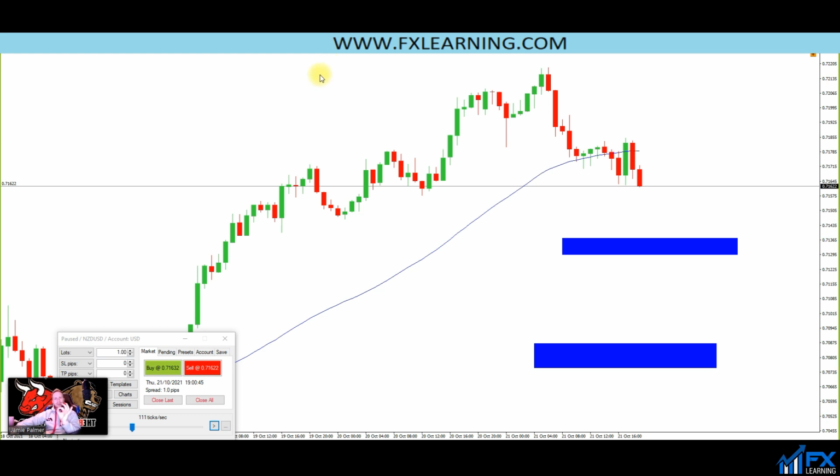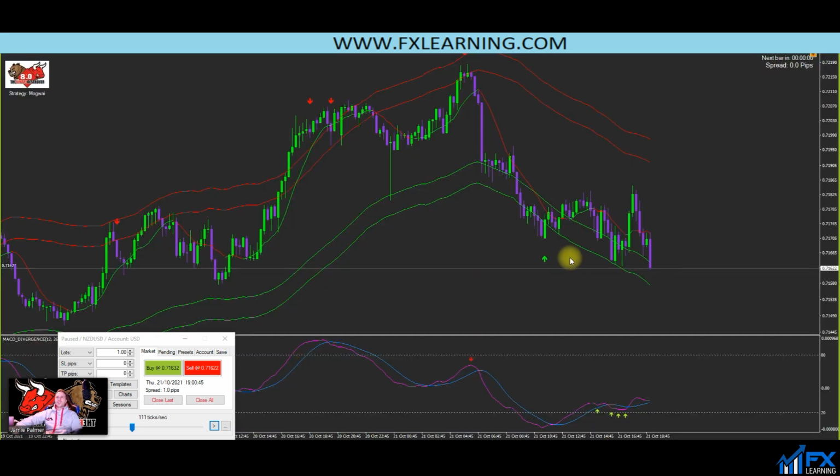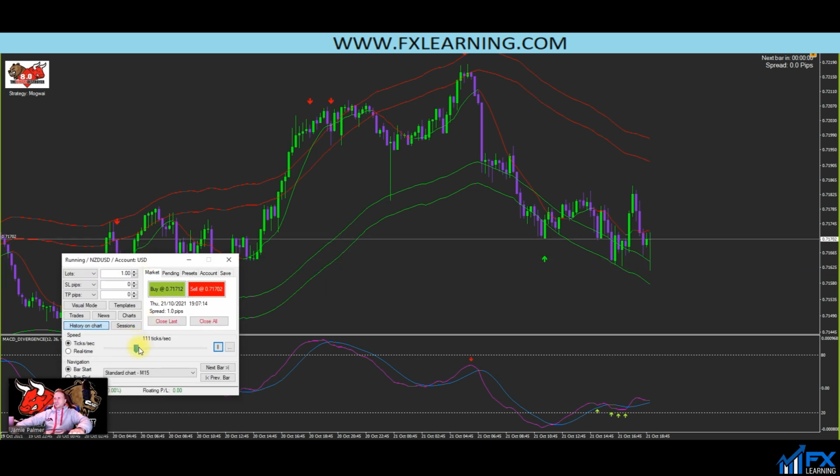Let's try and look for some Mogwai signals with the trend on NZDUSD. Now we know on the 1 hour price is going below the moving average, so we know we're looking for sells. So let's just get rid of these moving averages, get rid of these boxes here, go back over to the 15-minute time frame, and just press play like this here.